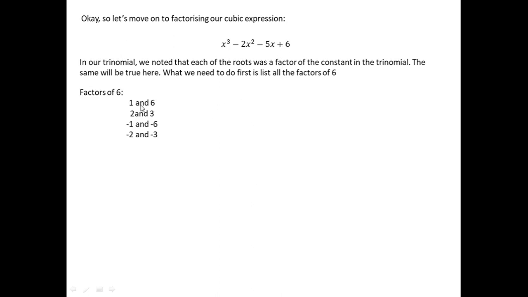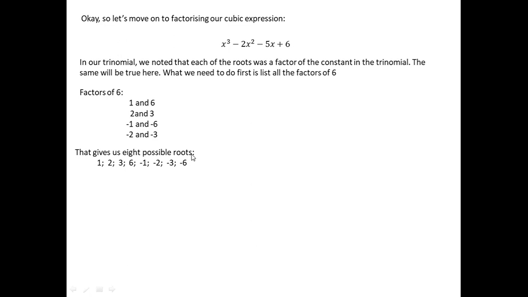There they are. It could be 1 and 6, 2 and 3, or remember it could be negative 1 and negative 6 because two negatives will also give us a positive, or it could be negative 2 and negative 3 because they will also give us 6 if we multiply them. So the list of possible roots are these: 1, 2, 3, 6, negative 1, negative 2, negative 3, negative 6.